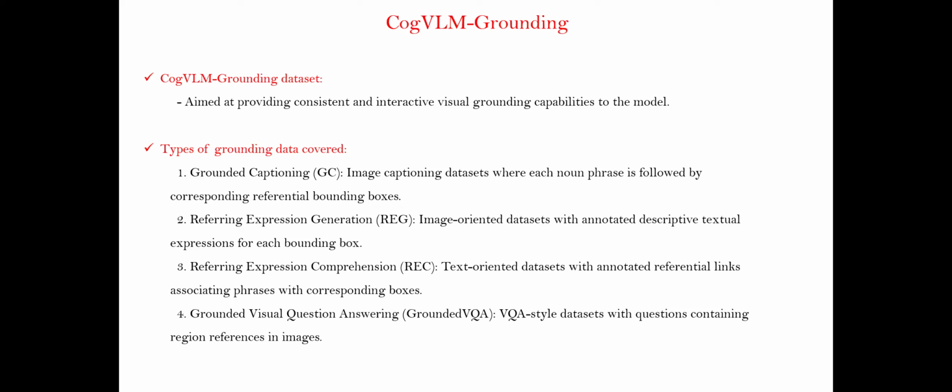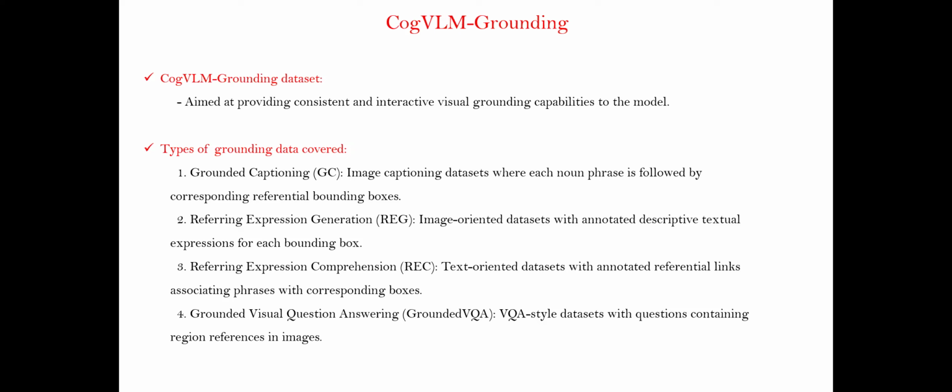Then there are referring expression generation datasets. These are image-oriented datasets with annotated descriptive textual expressions for each region. What does it mean? Suppose there is an image, and for every region there is a bounding box that specifies the region in the image. For that bounding box, the textual description of that particular region is provided as the answer in the caption. Those types of datasets are called referring expression generation.